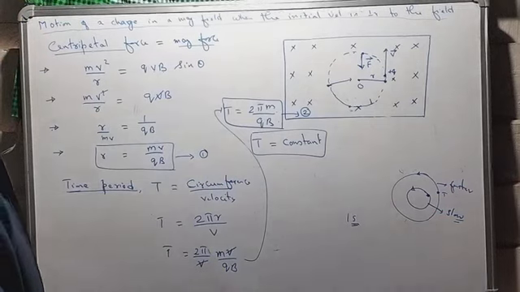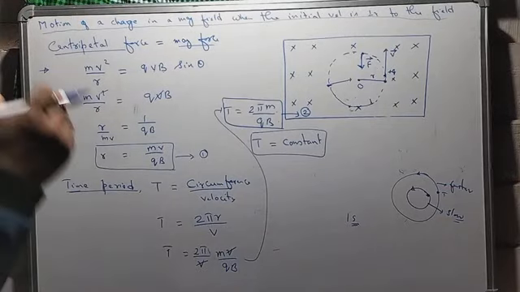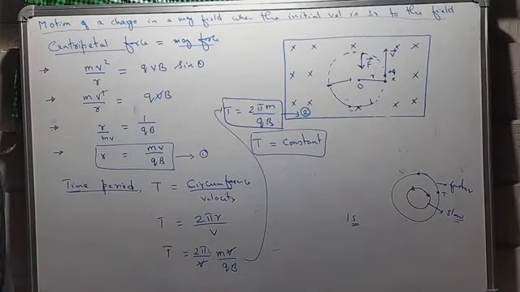Okay. So this is all about the motion of a charge in a magnetic field when the initial velocity is perpendicular to the magnetic field. And in the next video we shall see another case, when the charge is moving at some angle with respect to the field initially.